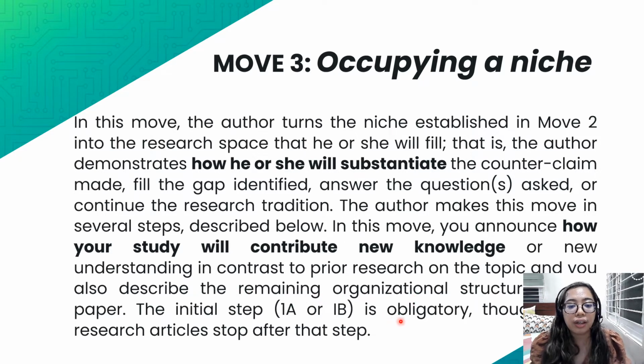The initial step 1A or 1B is obligatory, though research articles stop after this step. So, ibig sabihin lang nun na hindi ninyo pwedeng ulitin, hindi ninyo pwedeng gayahin yung mga previous research. Kasi, bakit ninyo pa siya gagawin kung nagawa na siya ng iba? Therefore, you must find something that is lacking, or that is different.